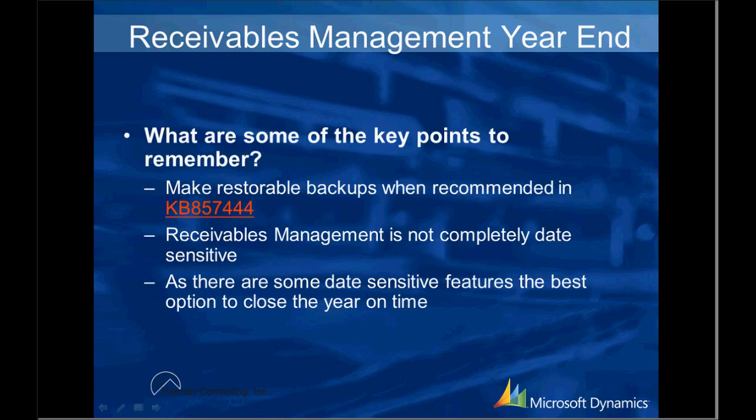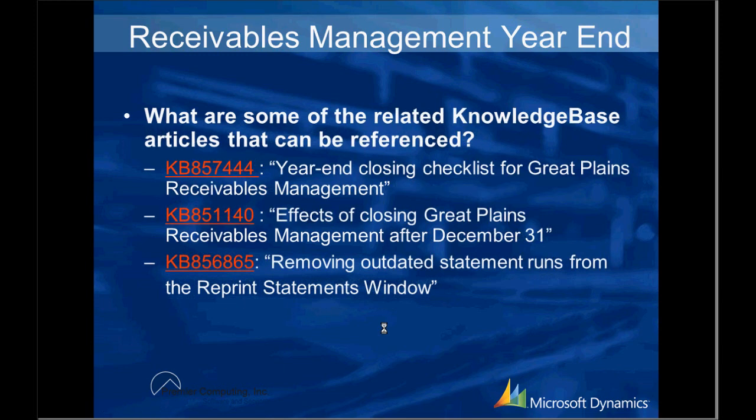So in review of receivable management year end, we need to remember these key points. Make restorable backups when recommended in the KB. Receivable management is not completely date sensitive, and as there are some date sensitive features, the best option is to close the year on time. Here are some related KB articles on, of course, the closeout checklist, the effects of closing Great Plains after December 31st in receivable management, and also removing outdated statements, as was previously mentioned.